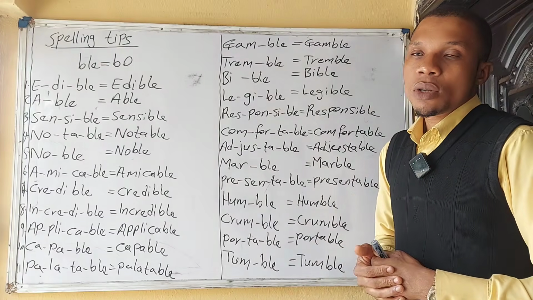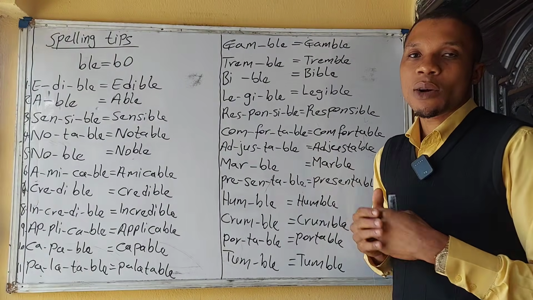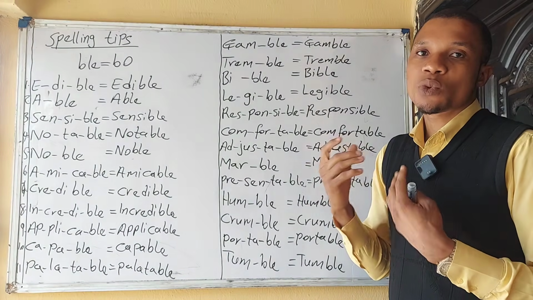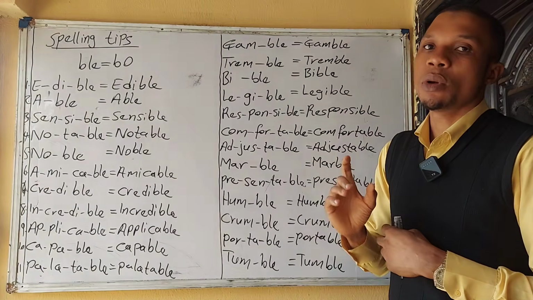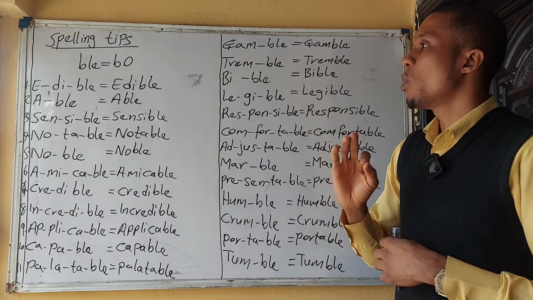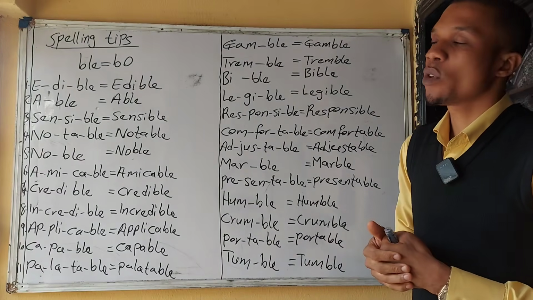So this is one of the spelling tips I want to bring to your knowledge today, that whenever BLE comes at the end of a word, the sound is bo. And when you know this, it becomes very simple for you to actually spell.